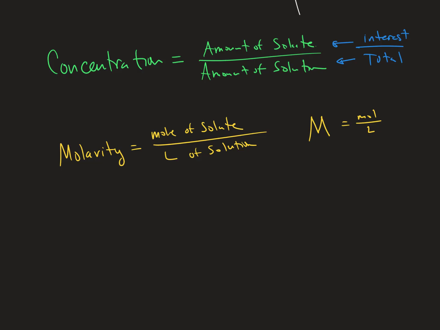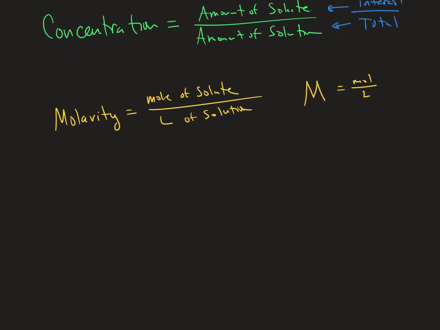Has to be moles on top, and it has to be liters on bottom. Don't use milliliters. Don't use centimeters cubed. Don't use gallons. It has to be liters. Good? So what if we can't measure moles? Oh, yeah, we can't. We know grams, right? What if we have the amount of grams we have in milliliters? Can we convert that to moles per liter? Yeah, convert grams to moles, milliliters to liters, and then divide the two. That's it. Okay?